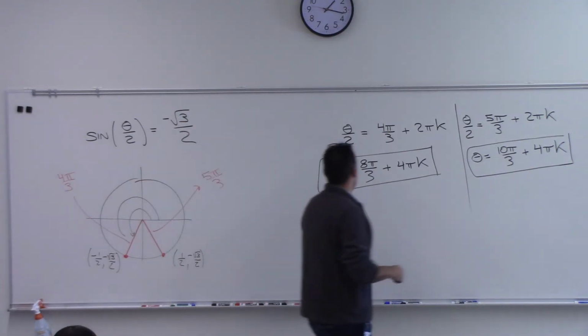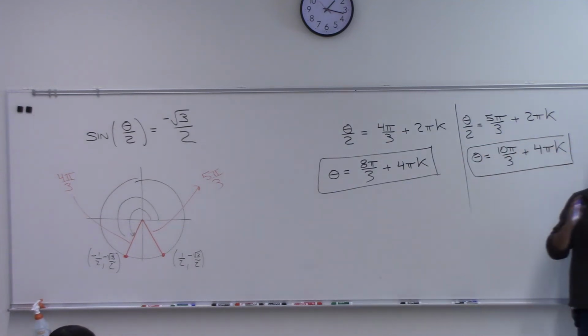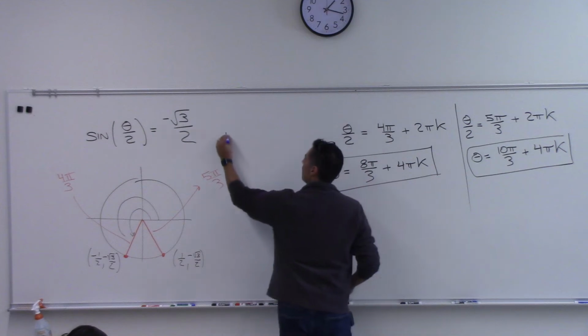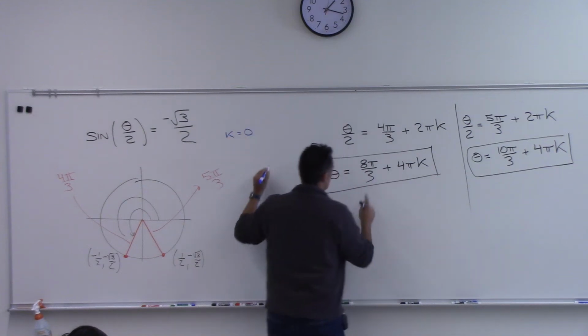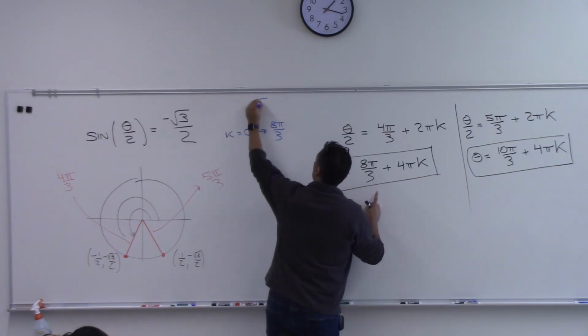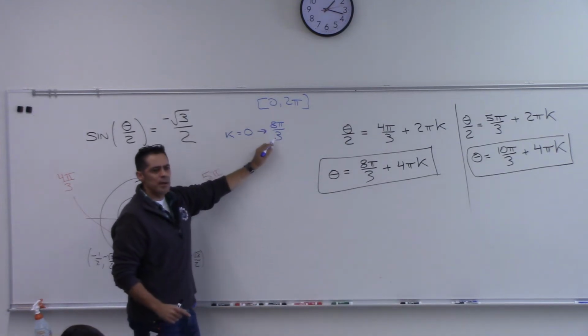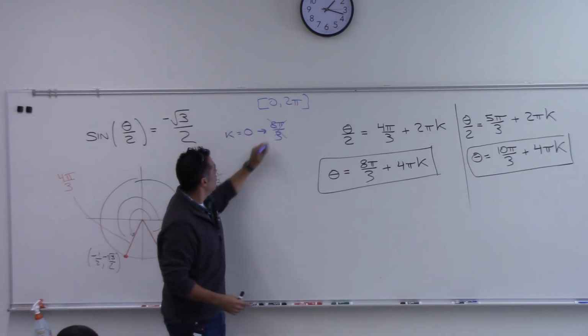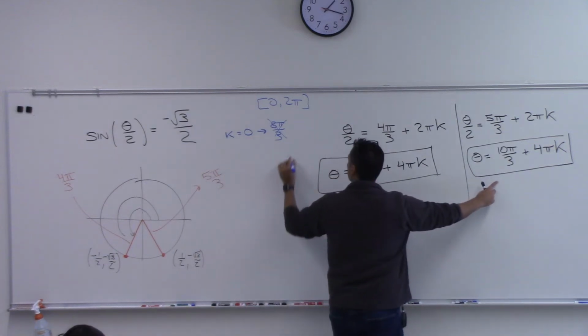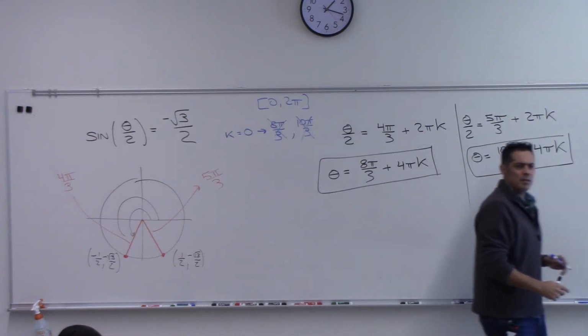So if k is 0, let's see how many of these answers are actually between 0 and 2 pi. If k is 0, this one gives us just 8 pi over 3. Is that inside 0 to 2 pi or not? No, it's too big, right? 8 over 3 is bigger than 2, so that's not going to work. What about k is 0 in this one? 10 pi over 3, does that one work? No, it's too big as well. Are y'all following that those are too big?